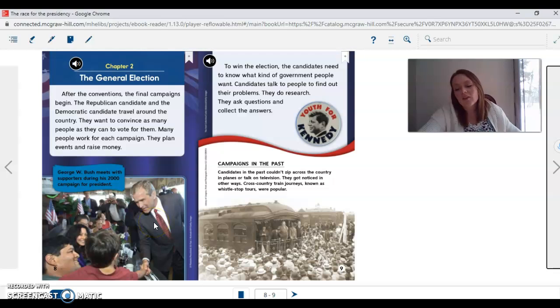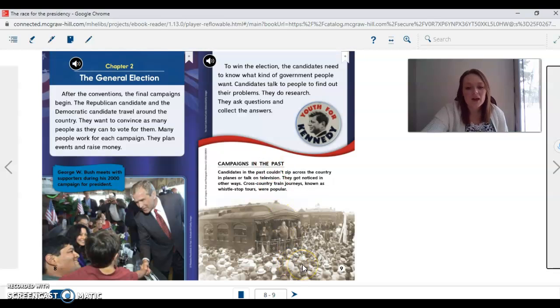So if you've seen this, they have campaigns, they meet people, they have people get together in a large area so they can listen to their speeches. To win the election, the candidates need to know what kind of government people want. Candidates talk to people to find out their problems. They do research, they ask questions, and collect answers.